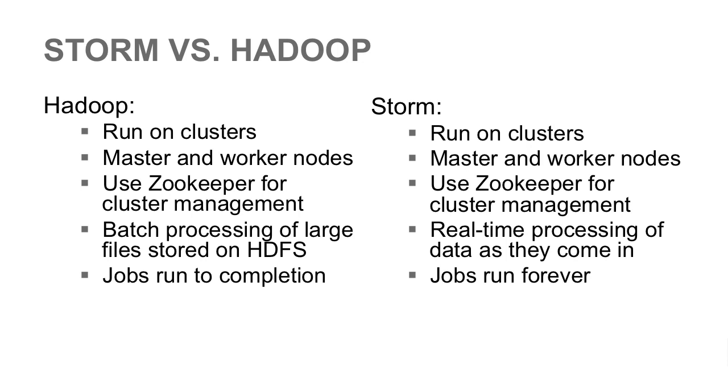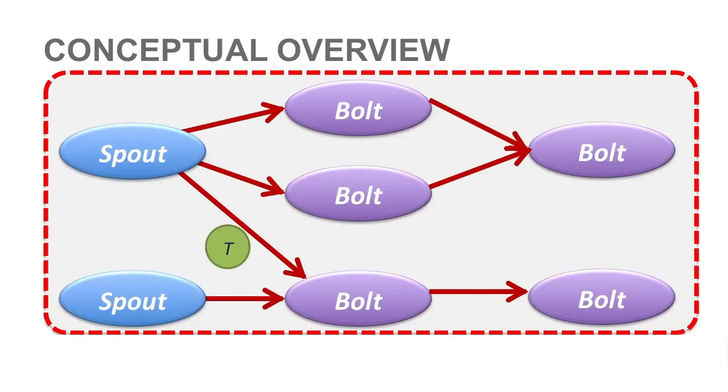Hadoop is oriented towards batch processing of large files that are stored on HDFS, and when you run a job on Hadoop, it will run to its completion. On the other hand, Storm will process the data in real time as the data comes into the system. The jobs run forever and they process the data that comes in.